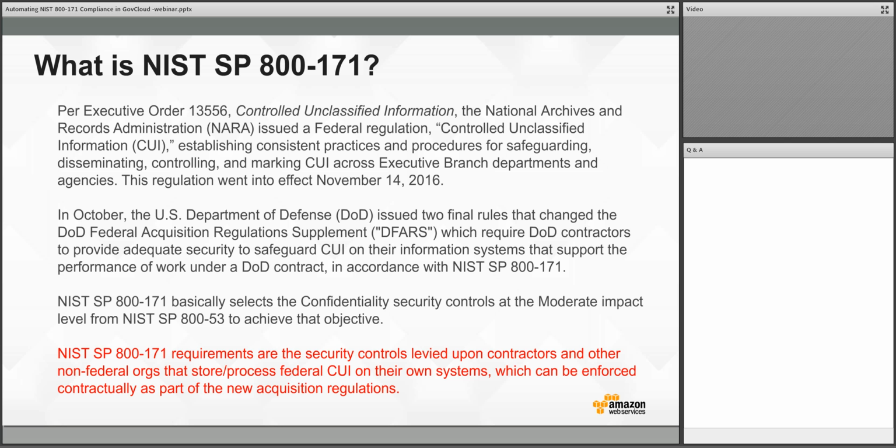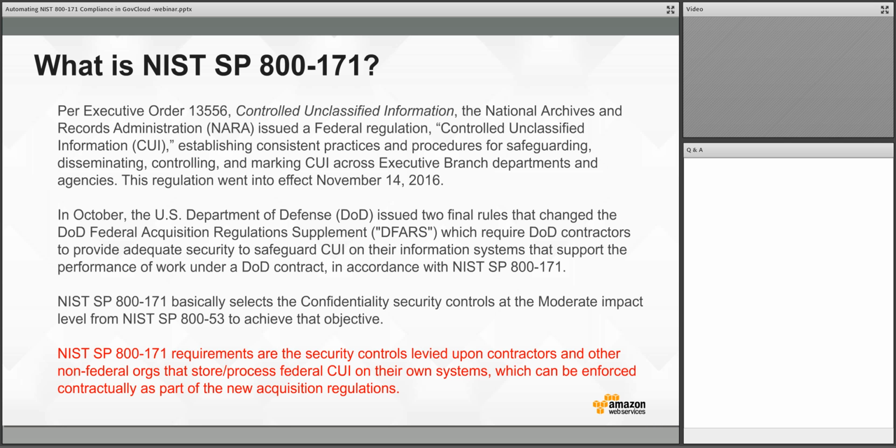The DoD issued 2 rules that change the way that the DFARS requires DoD contractors to adequately secure and safeguard CUI, or controlled unclassified information, on their systems that support the work being done on a DoD contract. All this was spelled out in NIST Special Publication 800-171. All the controls specified in this document are basically all of the confidentiality security controls at the moderate impact level from the NIST 800-53 catalog, in order to achieve the objective of protecting controlled unclassified information.